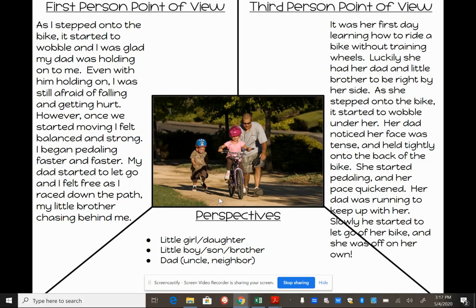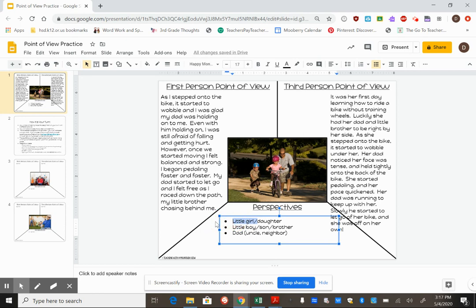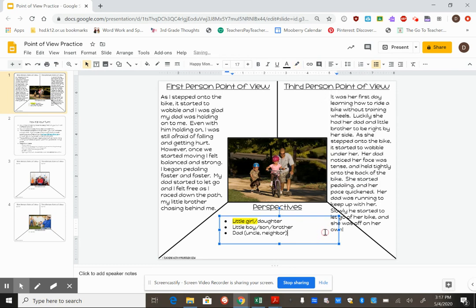So I'm going to exit out of this. The perspective that I'm going to choose to write my point of view from is the little girl. I'm choosing this because I have experience with learning how to ride a bike. I don't have too much experience with teaching kids how to ride a bike. We've taught Zach how to ride a bike without training wheels. That was more of his dad that taught him. So I'm going to go ahead with my experience of the little girl.